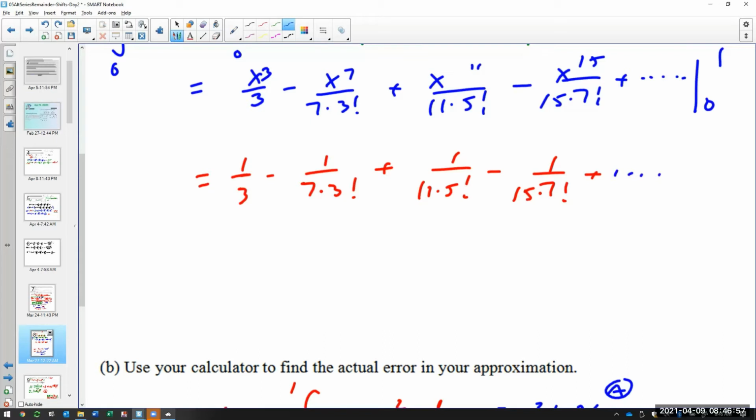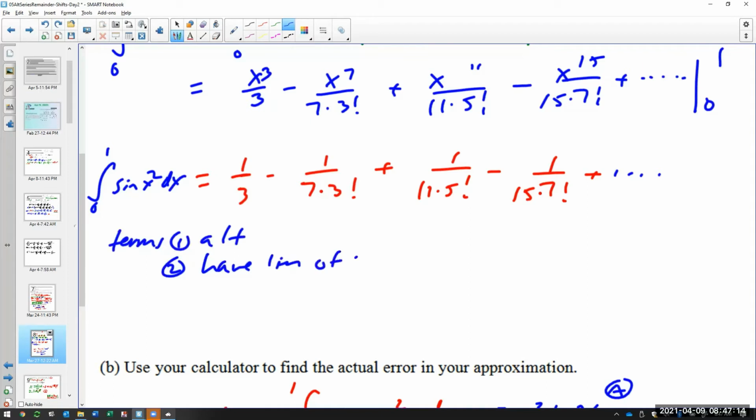So what I get is the integral from 0 to 1 of sine x squared dx is equal to this. I'm going to approximate this. But if I use the alternating series remainder, what has to be true? The terms have to alternate. The terms have to have a limit of 0. And the terms must decrease in magnitude. Guys, you have to write that. That is your justification.